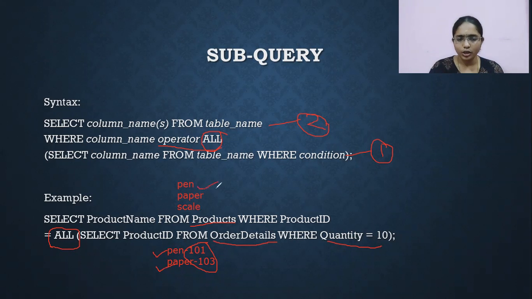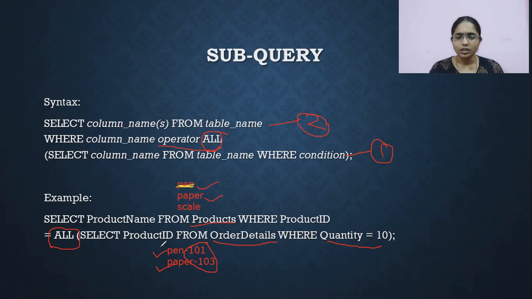So I can notice that these two products are there. So what happened? These two product names will be given as your output. Clear? If at all the pen number you are checking, let us assume this product pen is not there. In your product table, we are having paper and scale, whereas this particular inner query is going to display only pen and paper.